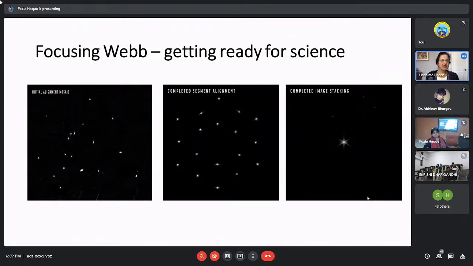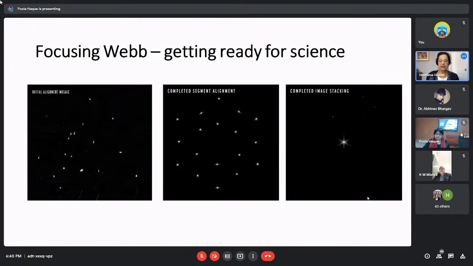And here is the progress of the focusing of the telescope. In the first picture on the left is the initial alignment when a star was acquired by all the 18 mirrors of the telescope. In the second, the mirrors were adjusted so that the image of the star is at the center of each of those mirror segments, the 18 mirror segments.